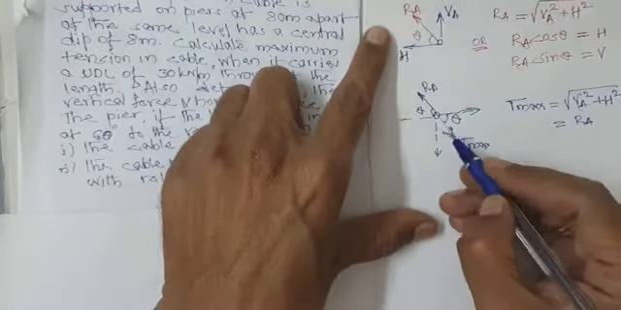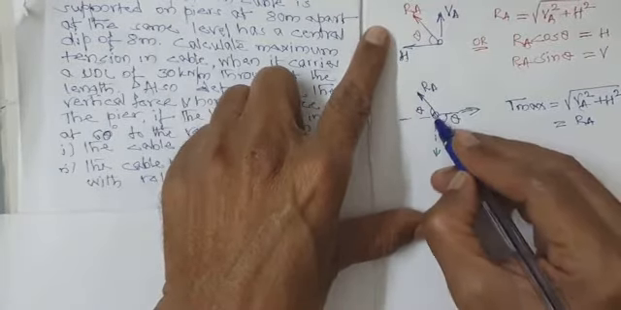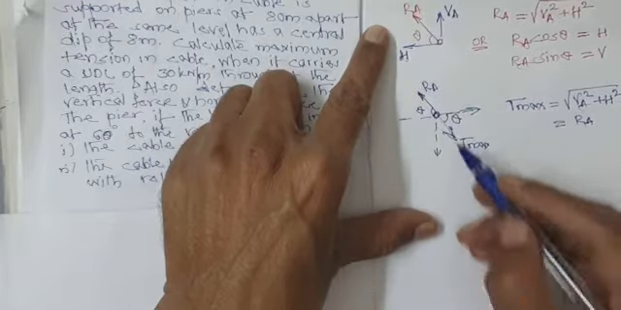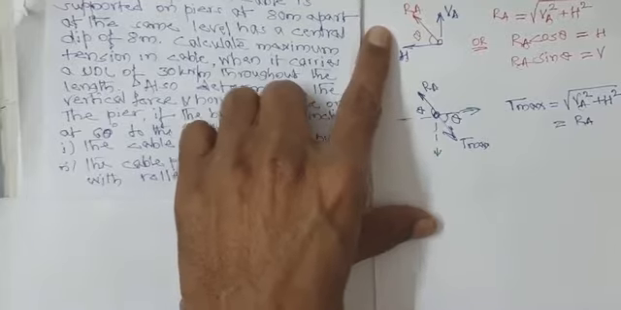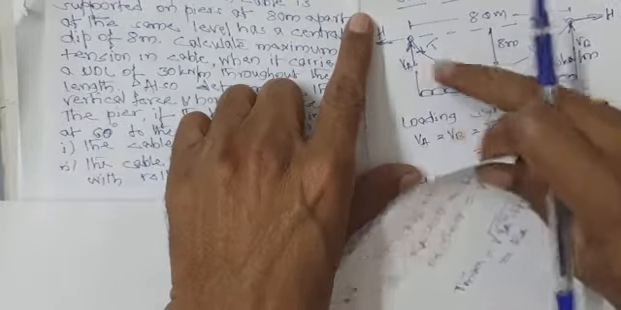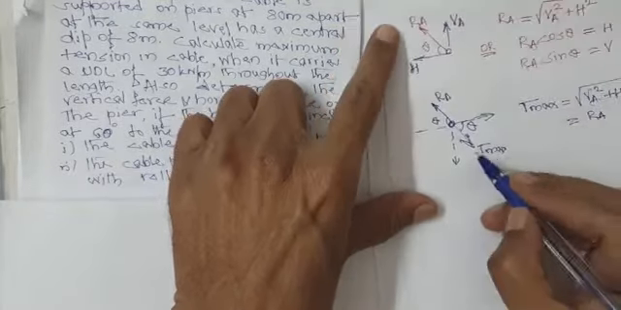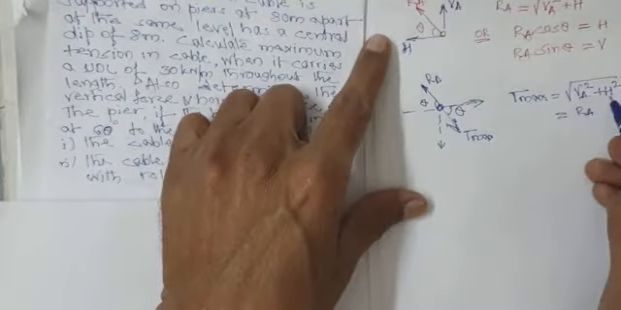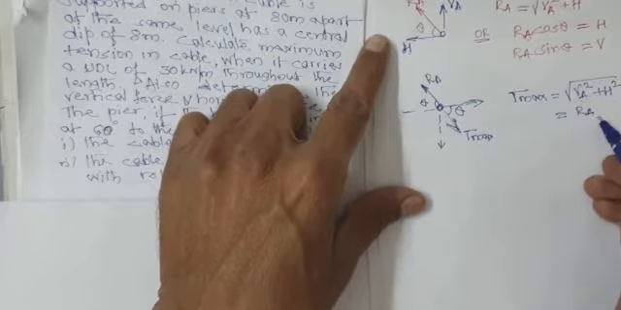Now, if you consider the equilibrium of this point A, this is RA, this is T maximum, isn't it? In the cable it is T maximum. Already we have calculated this as T maximum. So for equilibrium, you know that RA must be equal to T maximum. The T maximum is equal to root of VA square plus H square, that is RA.